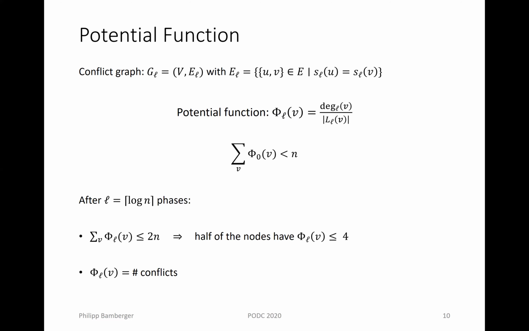When all color bits are chosen, each node has only one candidate color left, so the potential of a node equals the number of neighbors with the same candidate color. Therefore, a constant fraction of the nodes have at most 4 conflicts with the neighbors, which is sufficient to permanently color a constant fraction of the nodes.